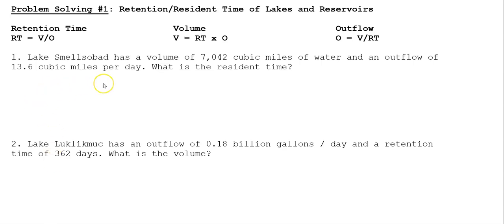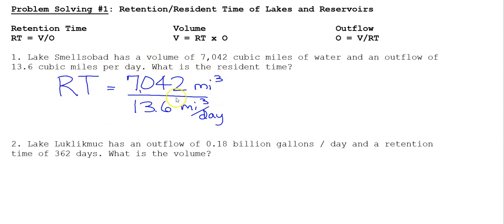So if you look at our first one, Lake Smelsabad has a volume of 7,042 cubic miles of water and an outflow of 13.6 cubic miles per day. What's the resident time? So we are solving for resident time. Resident time is equal to our volume divided by our outflow. Our volume is 7,042 cubic miles. That's miles cubed, that's a volume. Miles is a straight distance. Square miles would be an area, and this is a volume, so it's cubic miles. And then the outflow is 13.6 cubic miles per day.